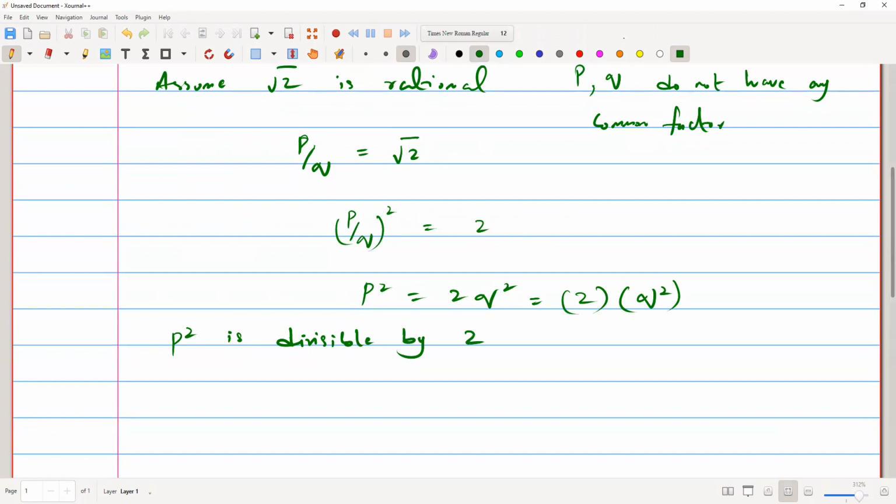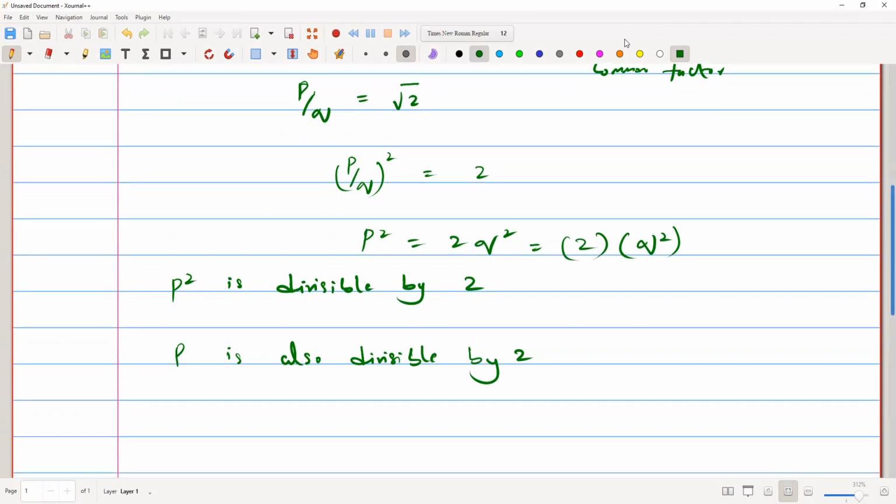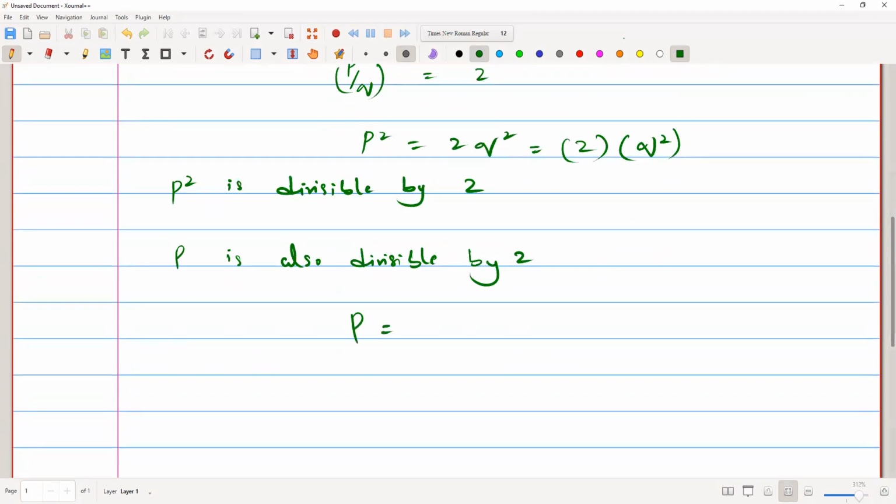We know that if the square of some number is divisible by 2, then the number itself is also divisible by 2. So p is also divisible by 2 because p square is divisible by 2. Similarly, if p is divisible by 2, we can write p equals 2 times some other integer, n, and then we will plug this in equation 1. Say this is equation 1.